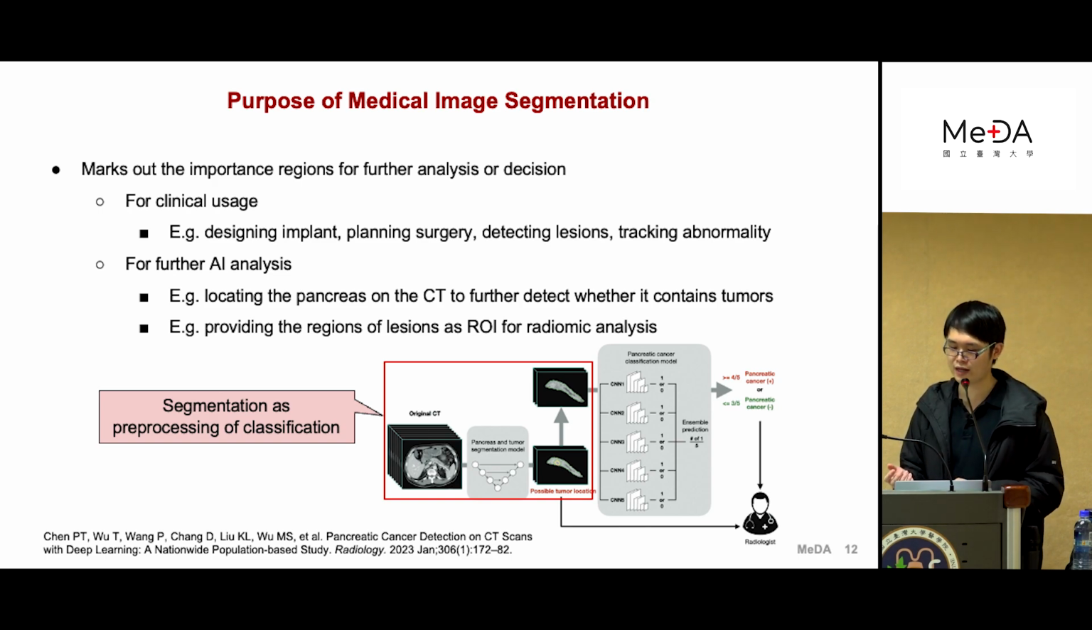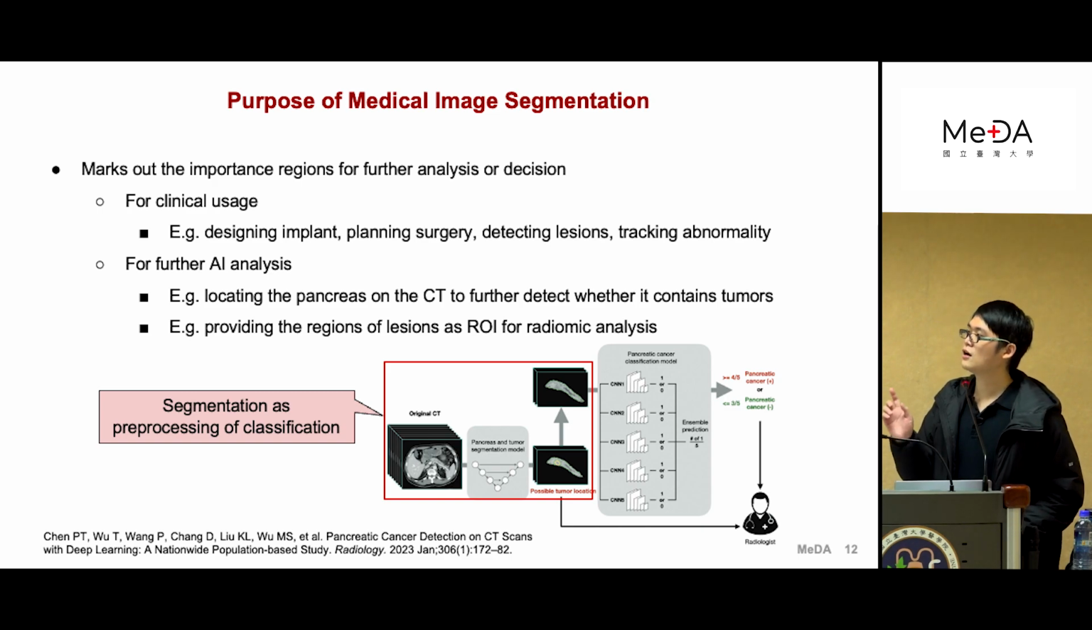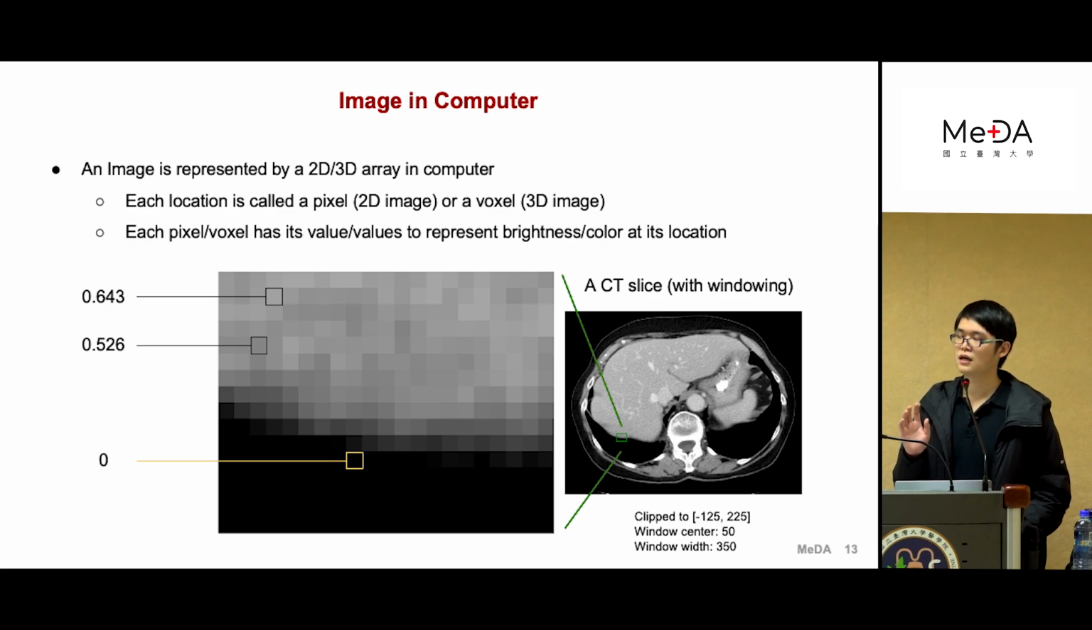So this is an important reason why we need to use segmentation for machine learning or for AI development. Okay, so for now, you all know what medical image segmentation is and why we need to use it. But before we start talking about methods, we will have a look at the image itself.